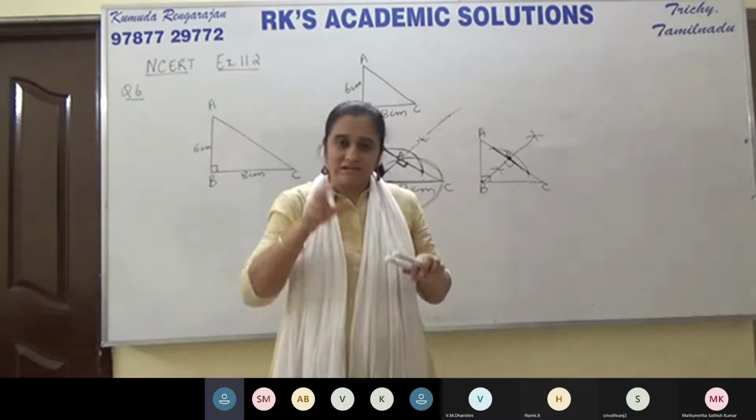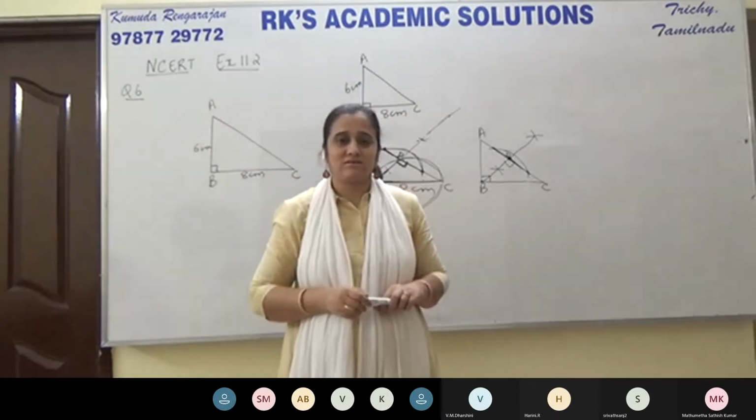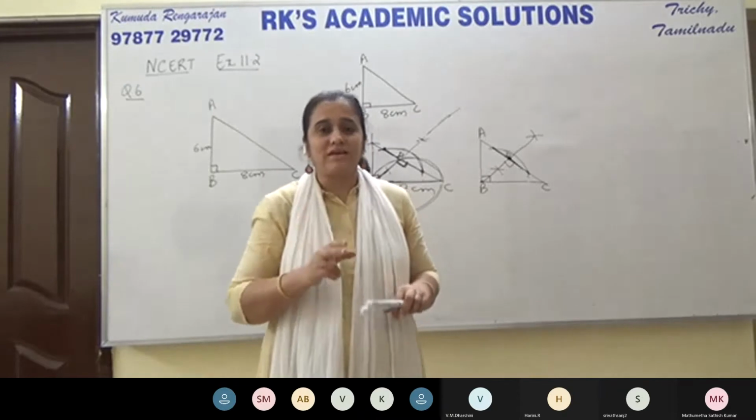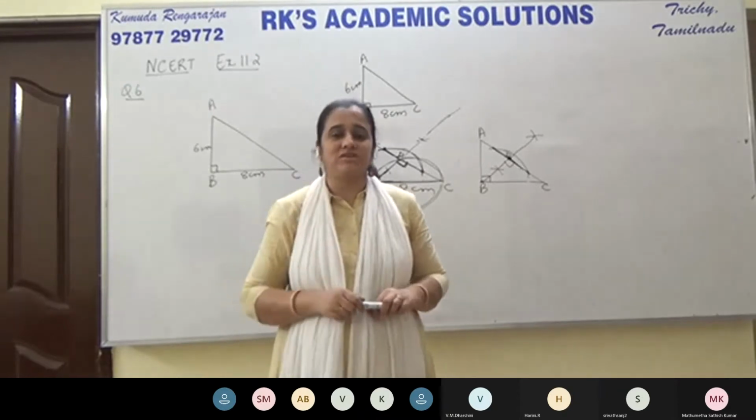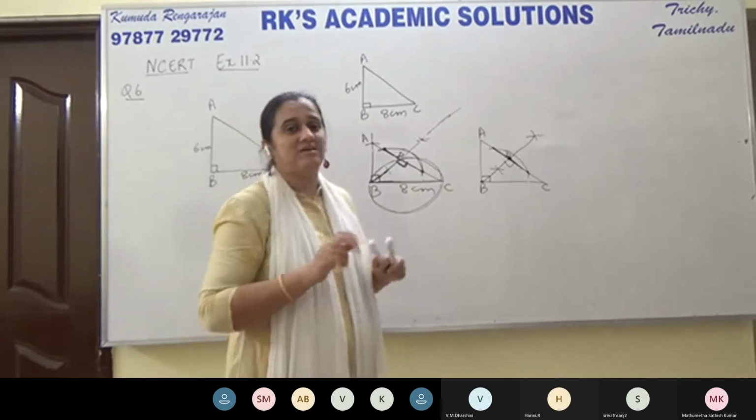In a circle, only the diameter can make 90 degrees on the circumference. So it's 90 degrees. That means BC is the diameter.